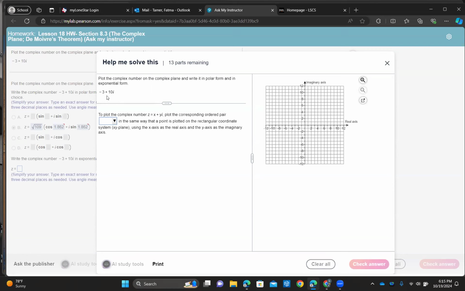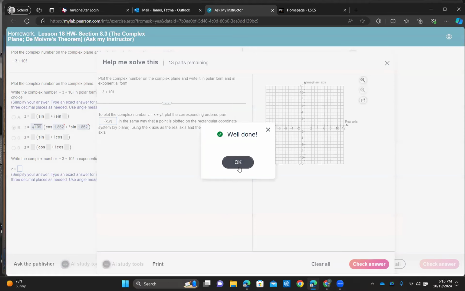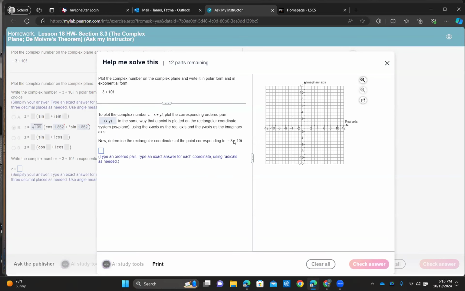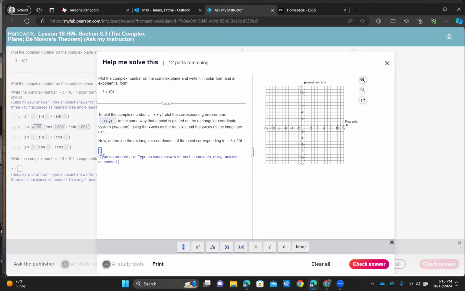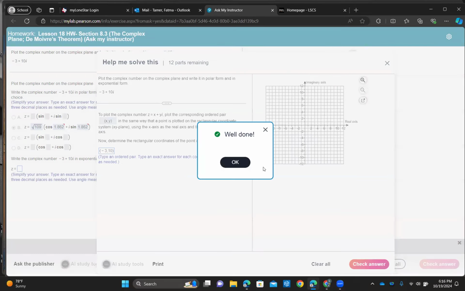So on this complex number, -3 is the real part, the x value, and 10 is the y value, that's the imaginary part. So here under the drop-down menu, we're going to need x, y, 2 points, and this is what we need to check first if we want them in x comma y order. Now, for this complex number, -3 plus 10i, we're going to write an ordered pair to determine the rectangular coordinates. So the x value is -3 and the y value is 10. This is the point I need for this question, and I check my answer.